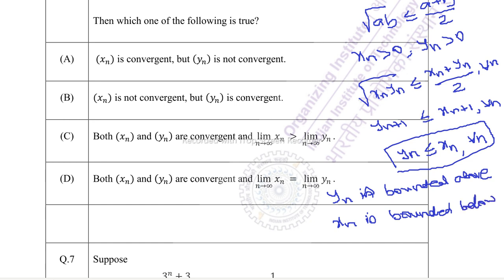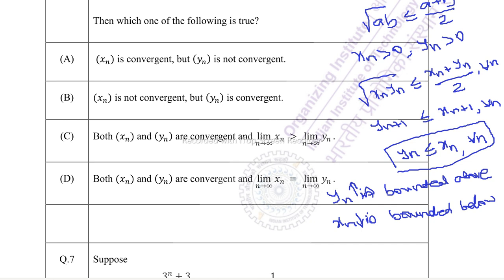So also this yn is increasing. This yn is an increasing sequence, and this xn is a decreasing sequence. We know that any increasing sequence bounded above is convergent. Similarly, any decreasing sequence bounded below is convergent. Therefore, both xn and yn are convergent sequences. Now we can eliminate options A and B, because both sequences should be convergent.